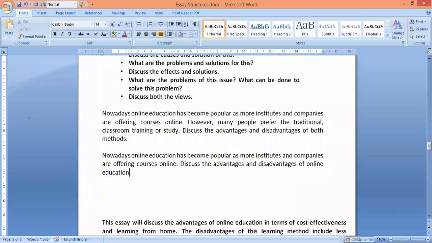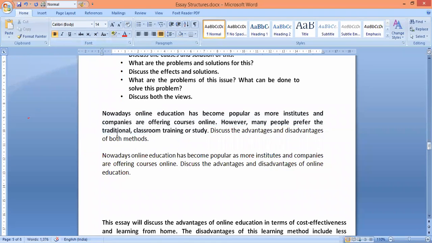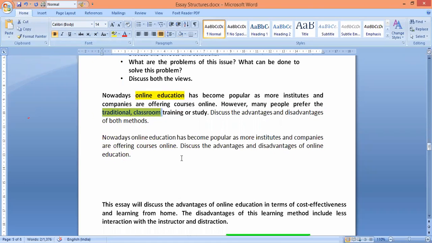Both are advantages and disadvantages. But here, 2 points. Here they are talking about the traditional classroom also, and they are talking about online education also. So they are asking to discuss the advantages and disadvantages of both methods. It means they are asking me to write the advantages and disadvantages of online education and the advantages and disadvantages of the traditional classroom. In this question, it's only asking for the advantages and disadvantages of online education. There is no traditional classroom in this question.